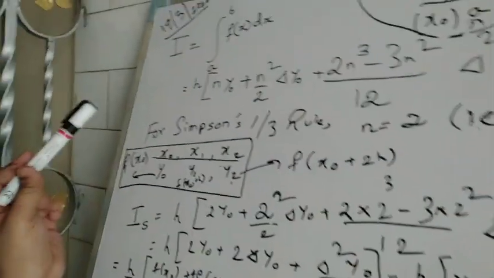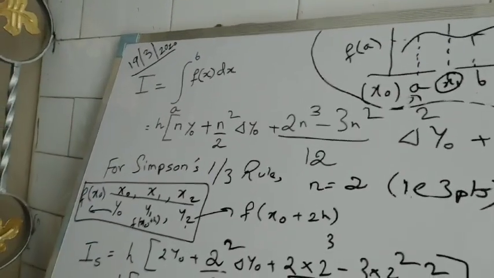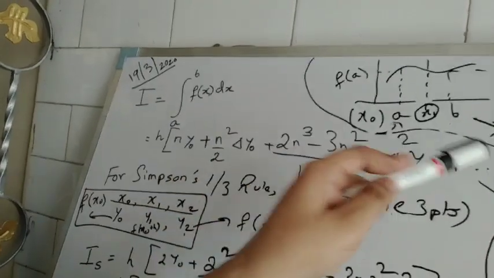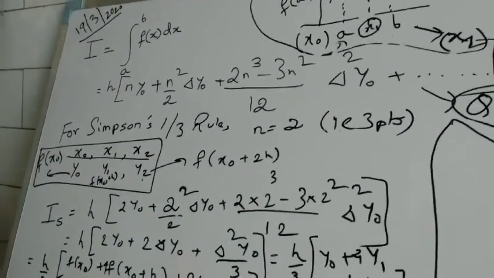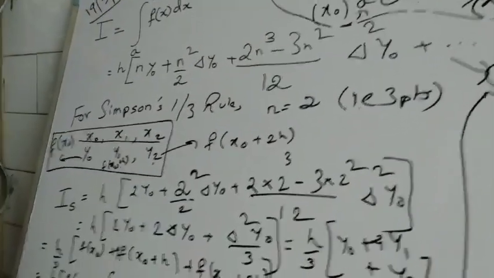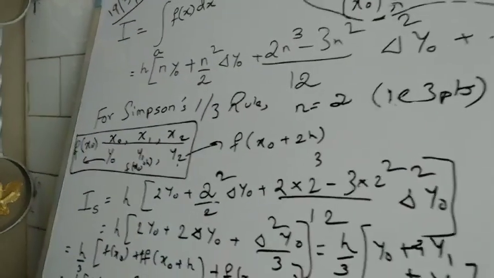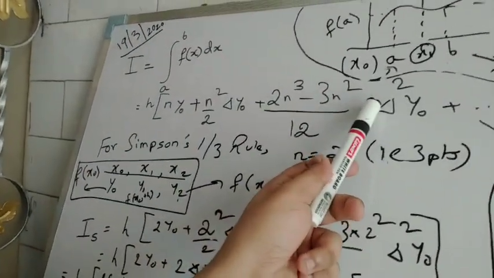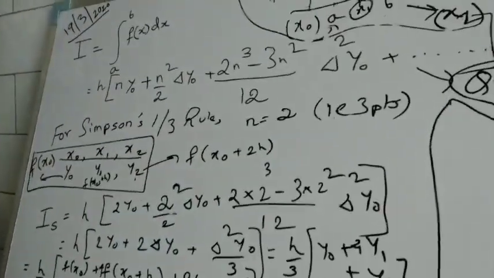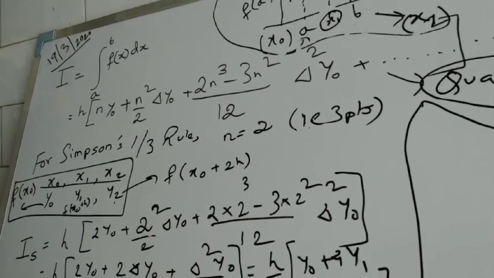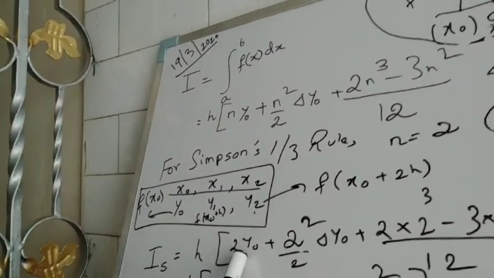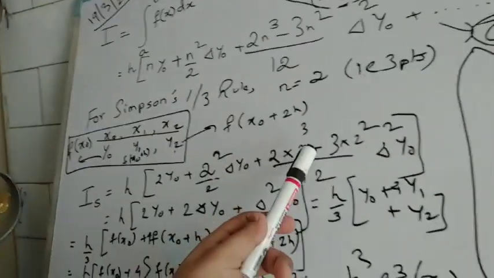Now put n equal to 2 in this equation. This term will be there, this term and this term will be there, but the delta cube term will not be there. Why? Because for delta cube y0 we need two delta squared y0 terms, but if you make a difference table you will get only one delta squared y0 term. So delta cube y0 is not possible. We are considering only the first, second and third terms.